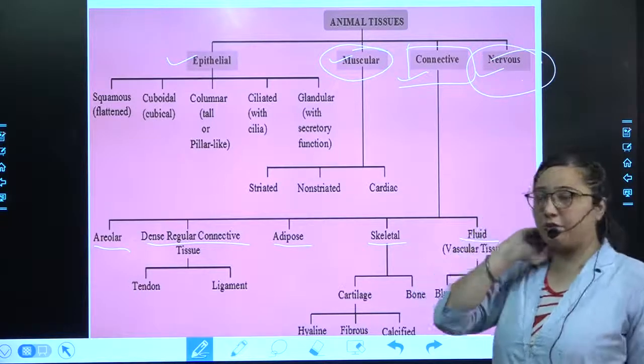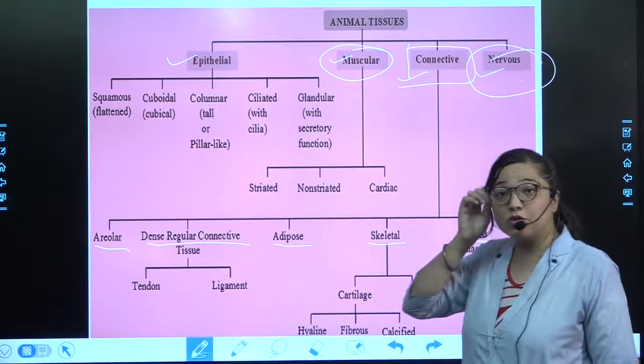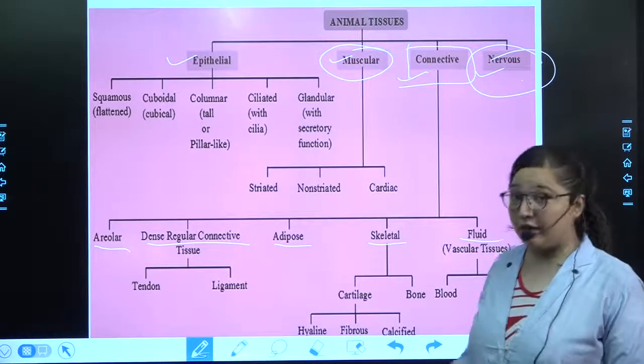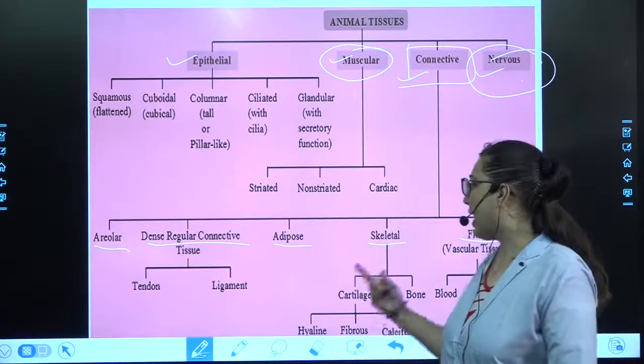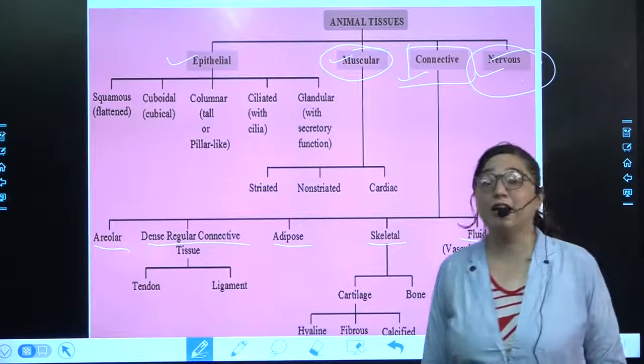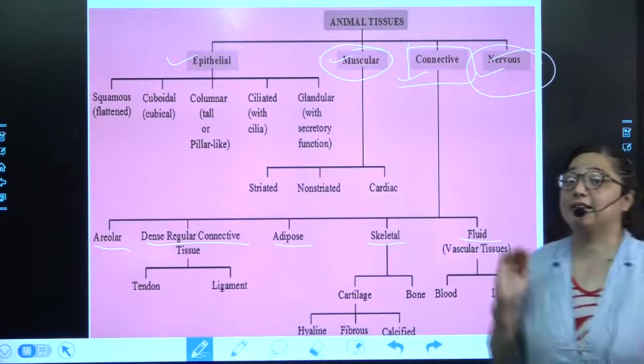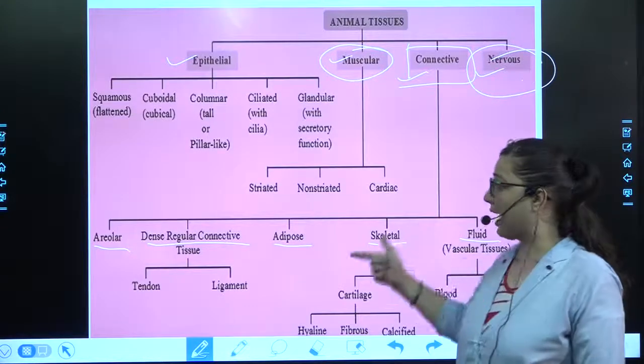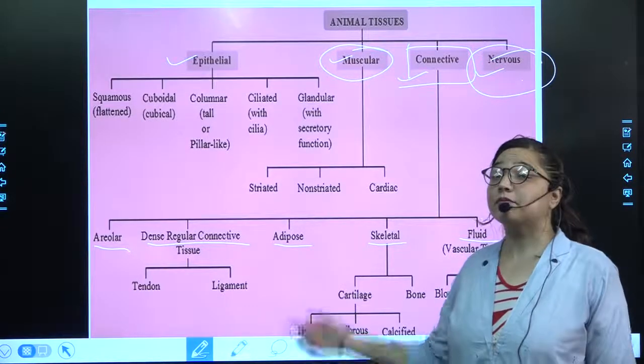Which are the 5 types of connective tissues? Areolar, dense regular, adipose, skeletal and fluid. Once again, areolar, adipose, skeletal, fluid and dense regular.